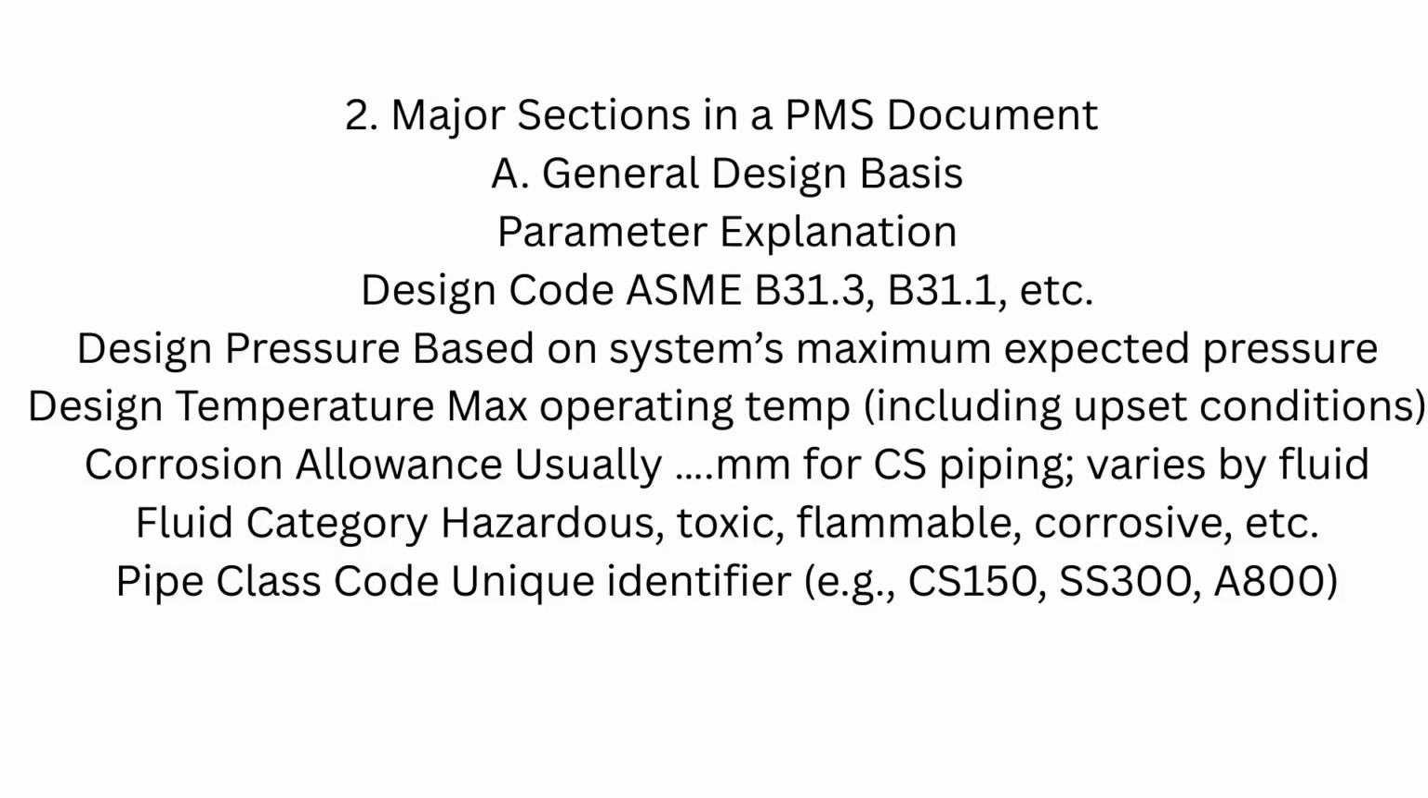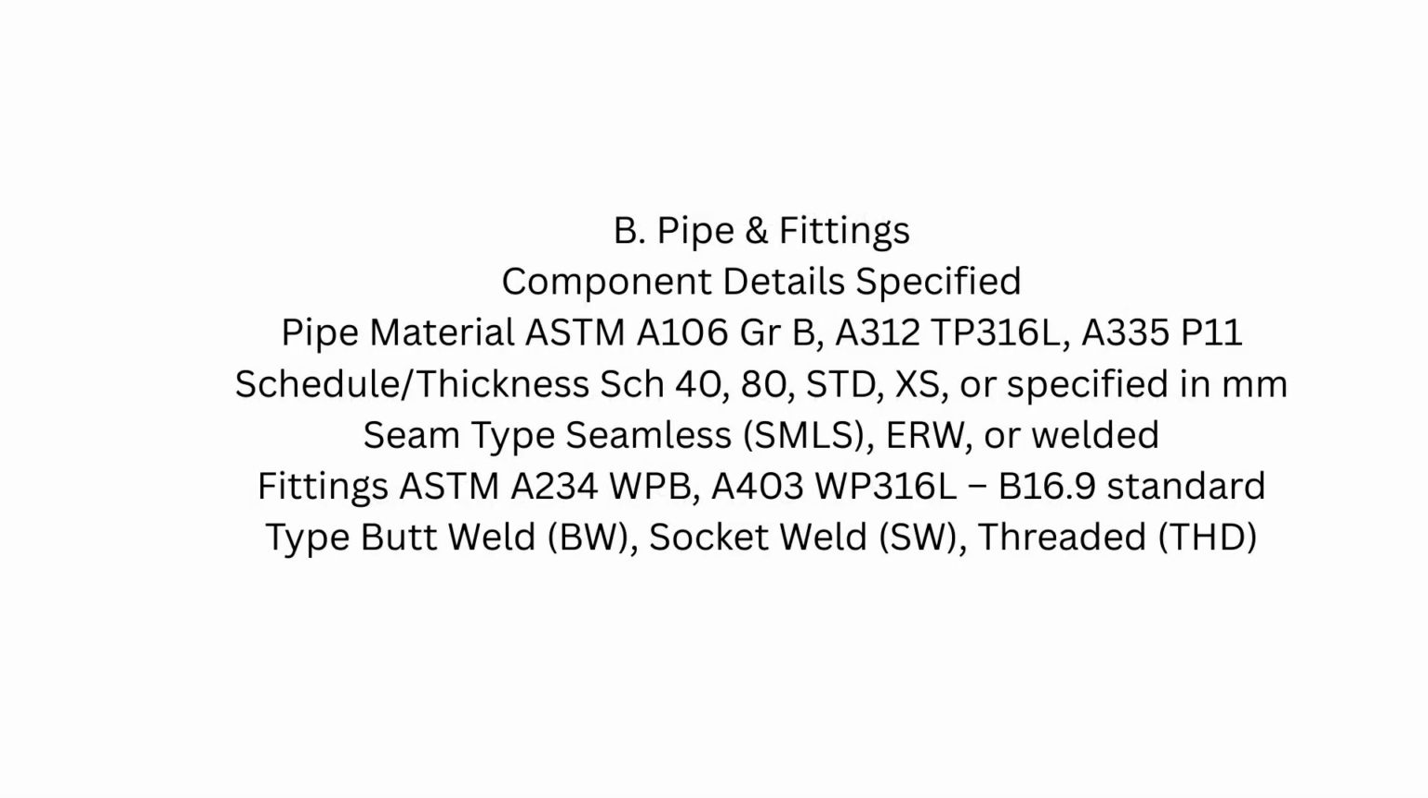Two major sections in a PMS document: a general design basis, with parameter explanation. Design code: ASME B31.3 or B31.1, etc. Design pressure based on system's maximum expected pressure. Design temperature: max operating temp, including upset conditions. Corrosion allowance, usually in mm for CS piping, varies by fluid. Fluid category: hazardous, toxic, flammable, corrosive, etc. Pipe class code, a unique identifier, e.g. CS150, SS300, A800.